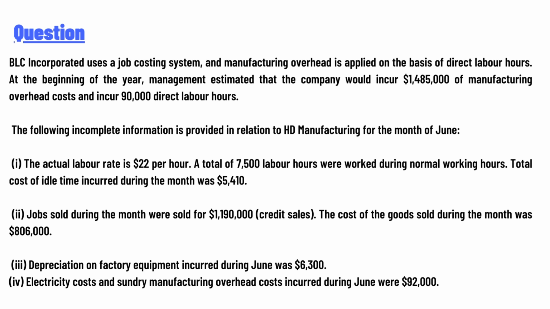First, the actual labor rate is $22 per hour. A total of 7,500 labor hours were worked during normal working hours. The total cost of idle time incurred during the month was 5,410. Second, jobs sold during the month were sold for 11,90,000. The cost of the goods sold during the month was 8,06,000.